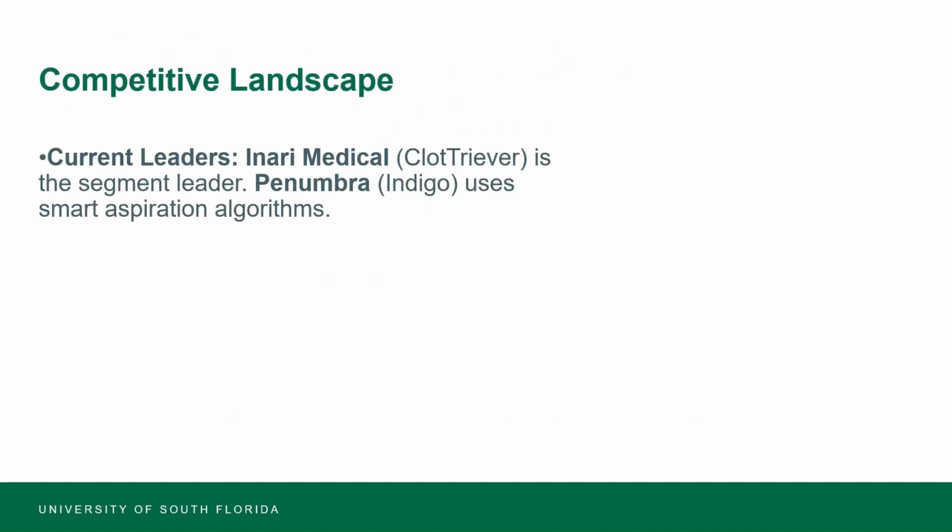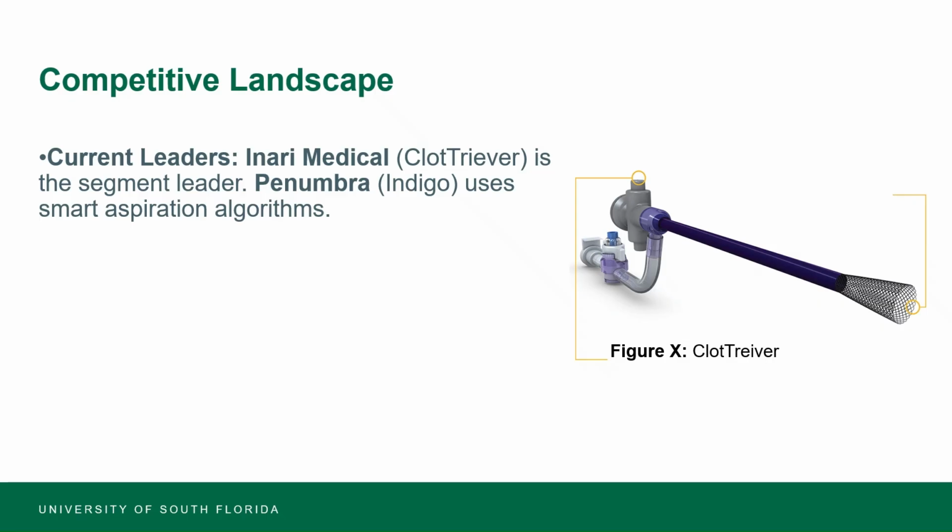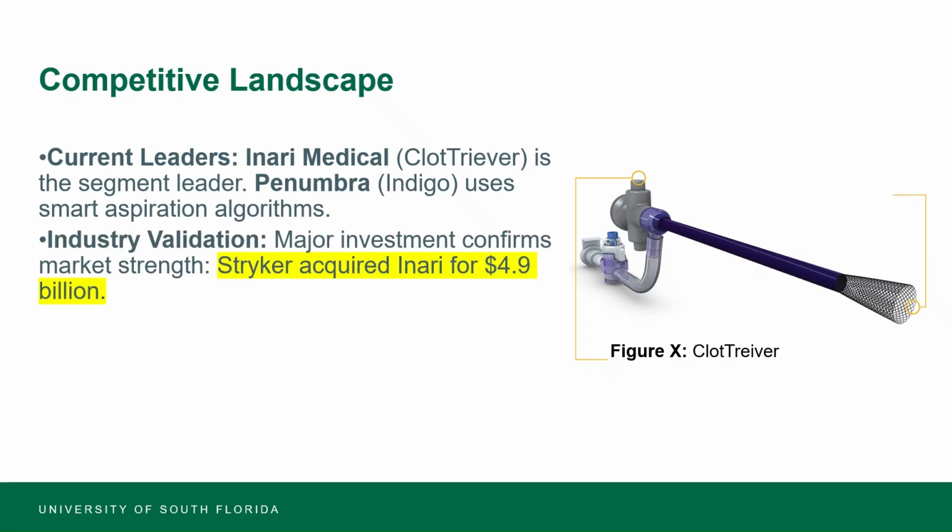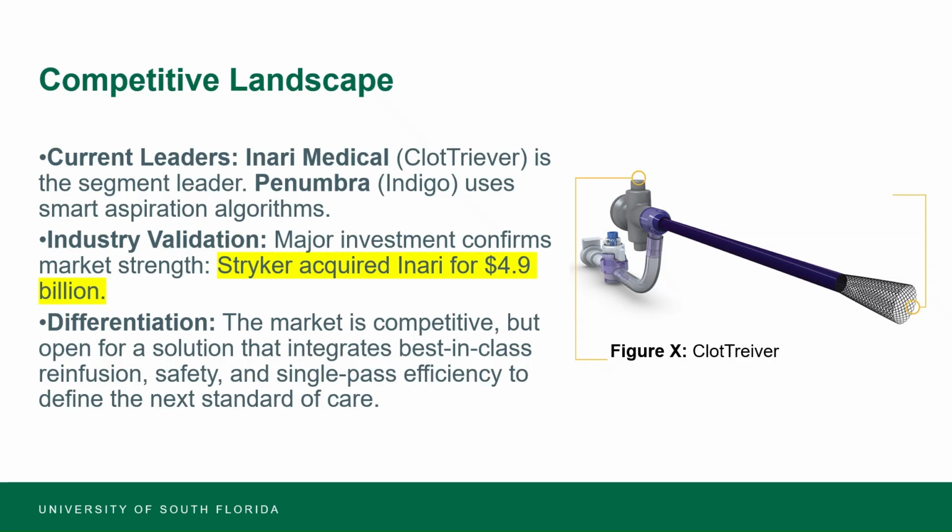The landscape is dominated by Inari Medical and Penumbra with their intelligent aspiration systems. The entire segment is validated by massive investment, highlighted by Stryker's nearly $5 billion acquisition of Inari. The most important trend we see is that emerging competitors are all focusing on the next generation of features, real-time blood reinfusion and continuous vacuum. This confirms our strategy to develop a system that integrates these features best, setting a new superior standard for safety and efficiency in DVT thrombectomy.